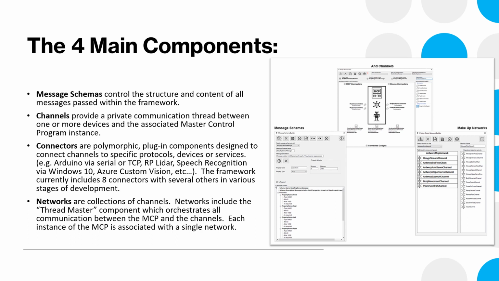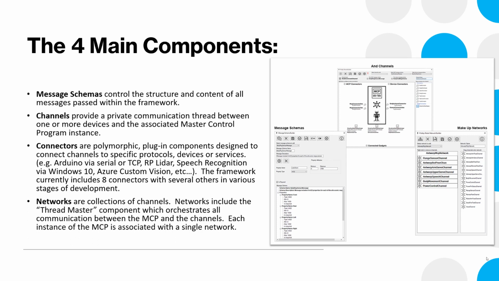Next, we'll talk briefly about channels. To use a tired old analogy, you can think of channels as highway lanes where messages travel between connected devices and services and the master control program. The thing to understand about channels is that each of them has its own private communication thread with the master control program. This makes it possible for all of the channels to communicate simultaneously with the MCP as needed.